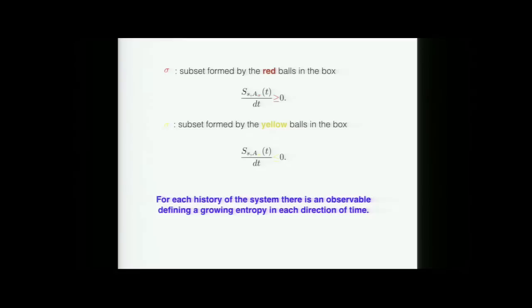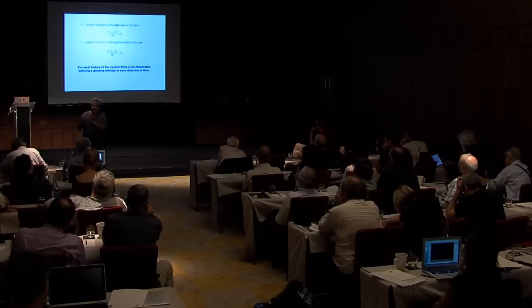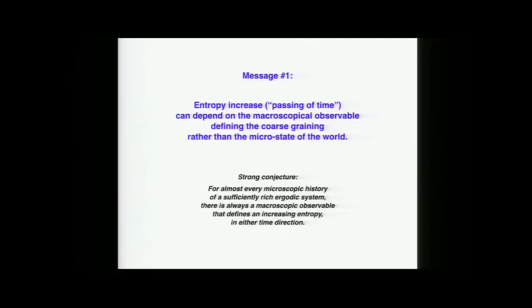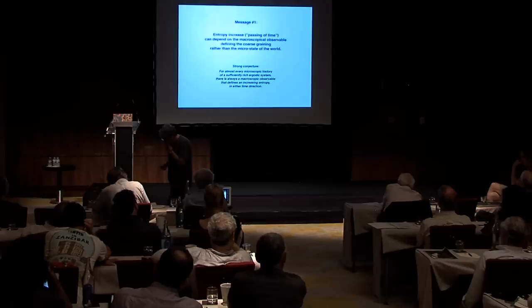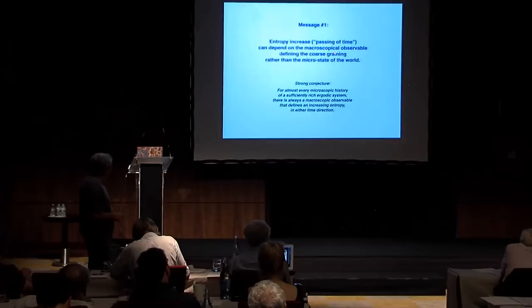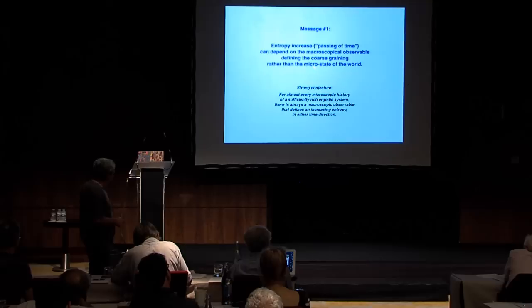And if you think for a moment, given any microscopic story of my balls moving around, you can always pick up an observable such that on one end, whatever end you choose, is low entropy. So it might very well be that entropy increase, and we know that entropy increase is our characterization of the passing of time, all ways of thinking about passing time depend, well, it is a fact that it depends not just on the microstate of the world, but also on the macroscopic observable. The message is just simply remember that.